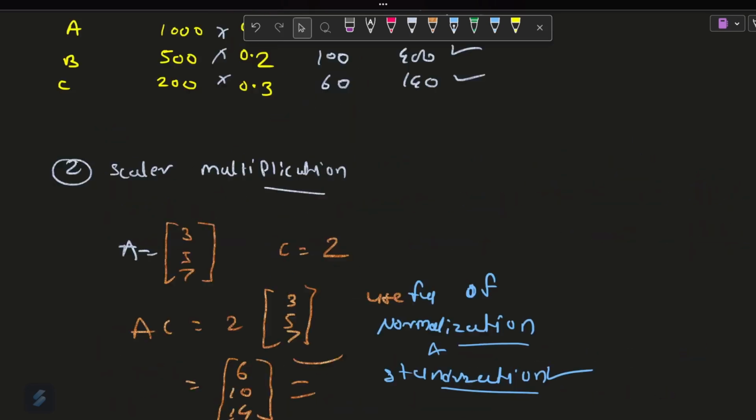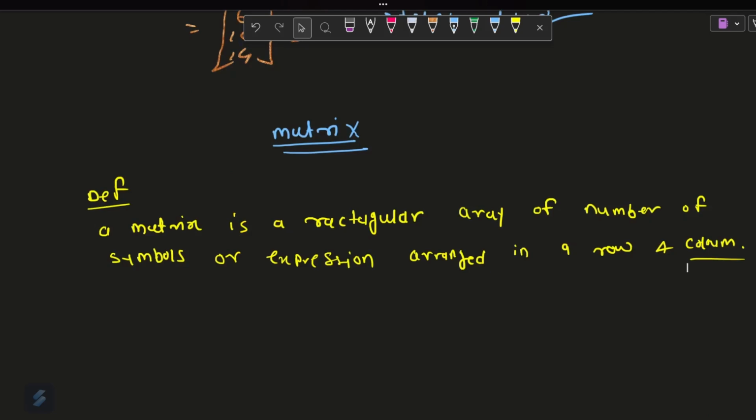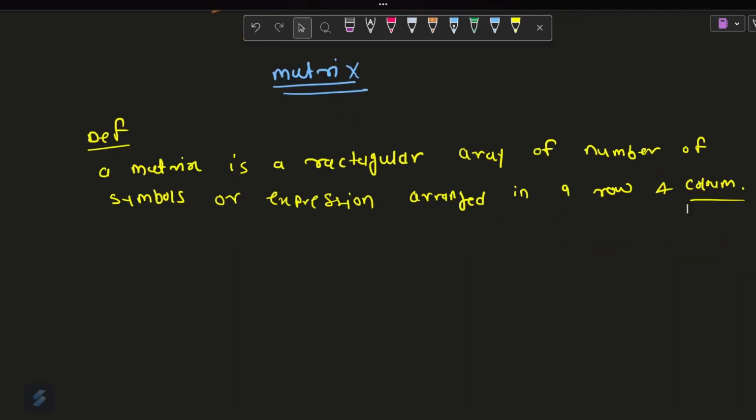We have learned about vectors, what a vector is, and all these operations as well. But now we start with the matrix. What is a matrix, and what do we use it for in data science? First we start with the definition.